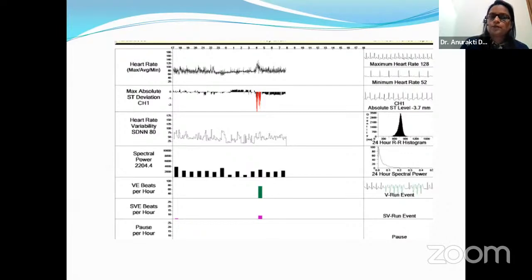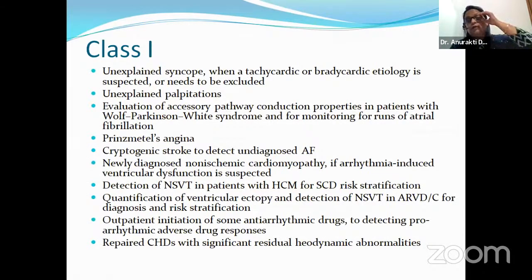Heart rate turbulence is something which we know that, if there are more than 5 PVCs, you can assess that, which is a baroreceptor response, which we are assessing. And I think we are running very short of time, so I'm going to end very fast.